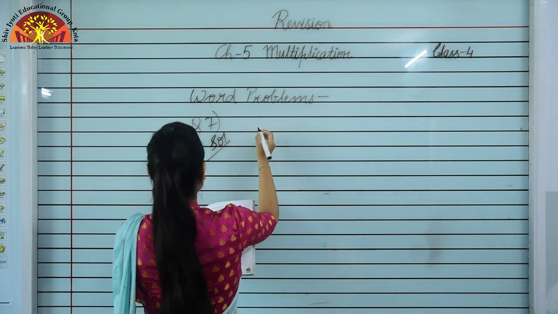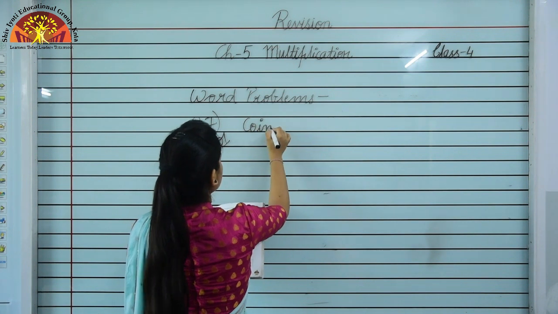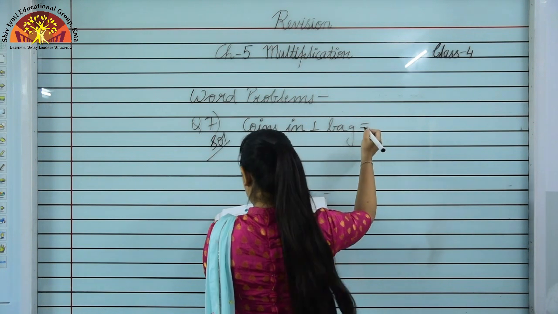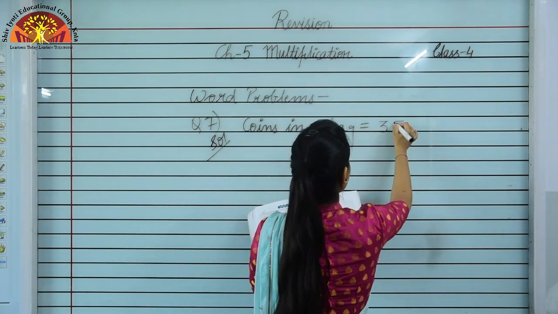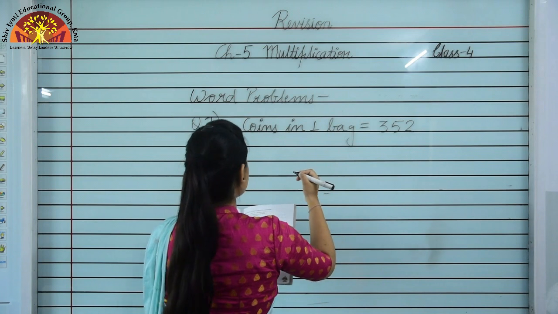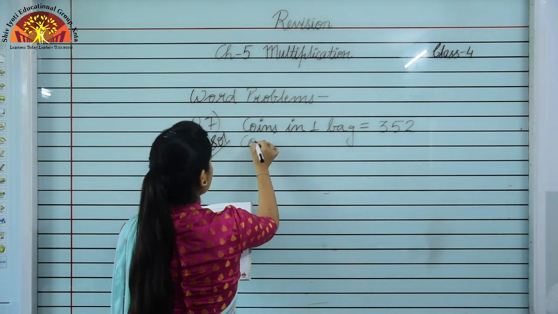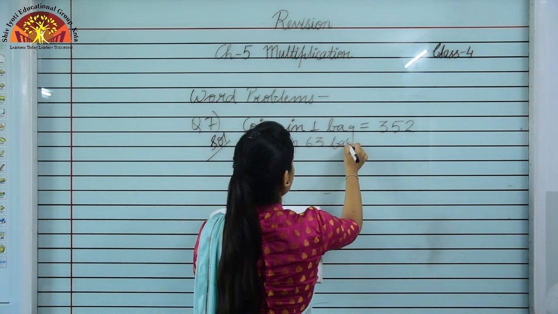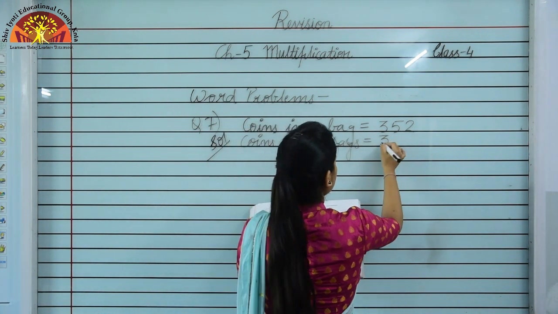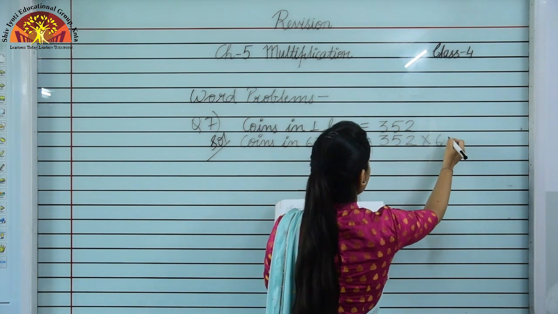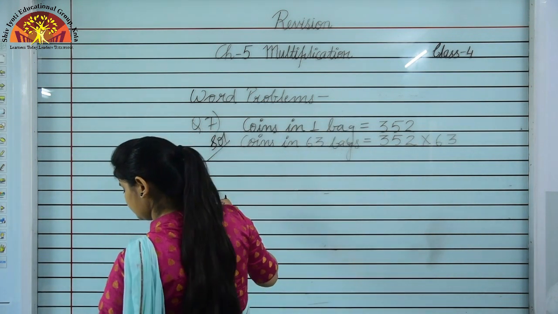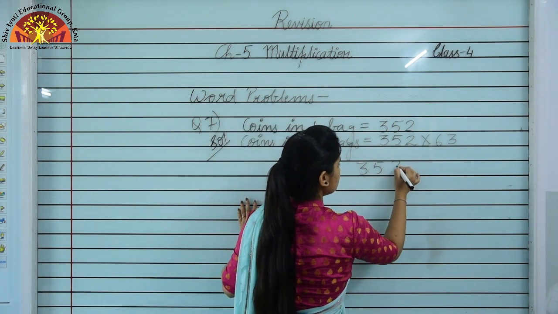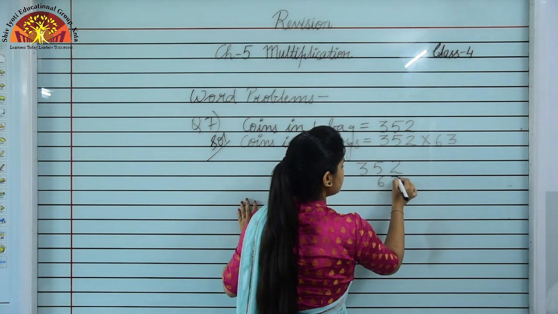So look here students, coins in one bag is equal to 352 and we have to find for 63 bags. So coins in 63 bags will be 352 multiplied by 63. 352 and we are multiplying it by 63.